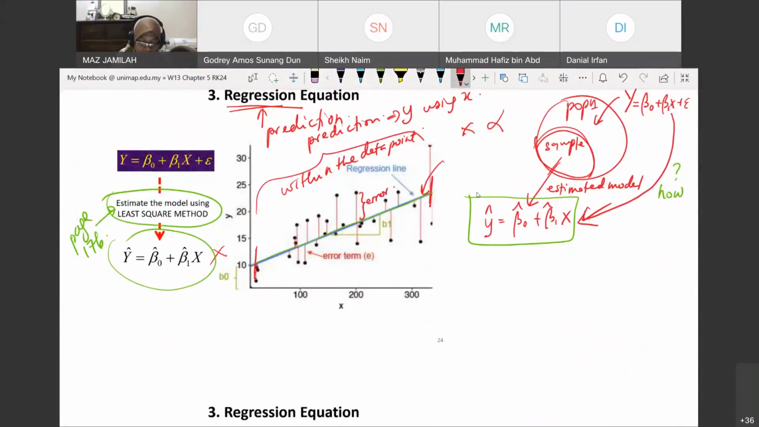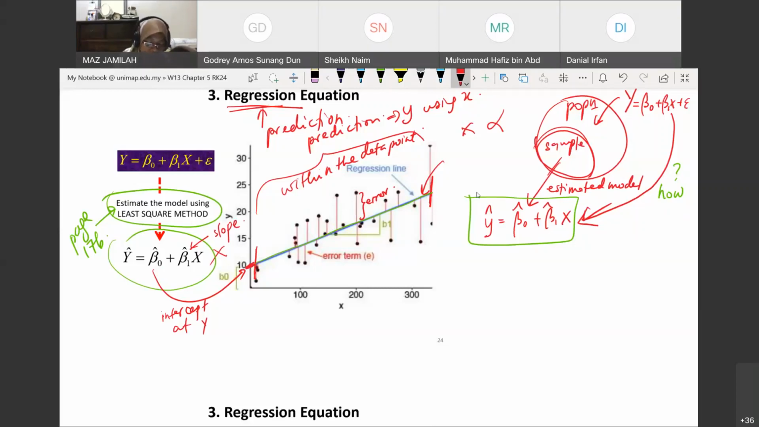And then what is your beta naught? Beta naught is your intersection on the y axis. Okay, so this is your intercept. What is beta 1? Beta 1 is your slope.